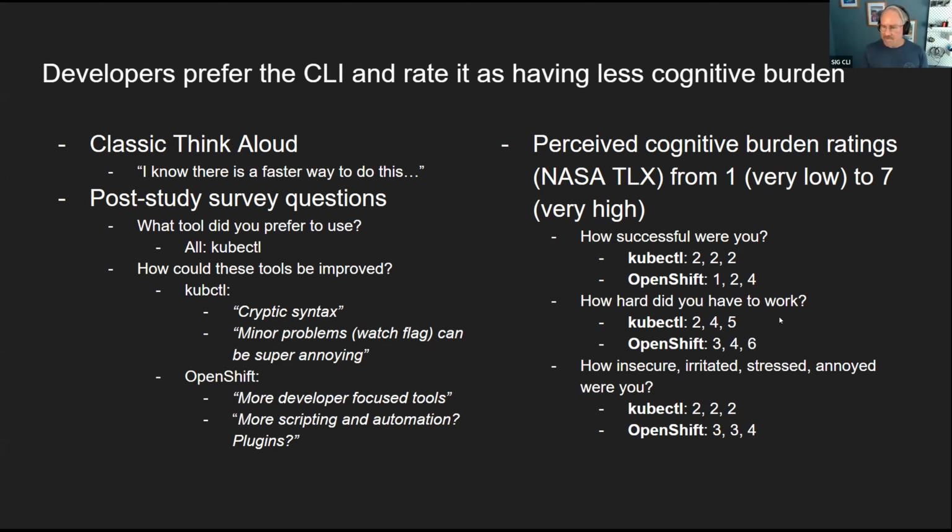You mentioned when we were talking about watch a second ago that a bunch of the participants were experienced kubectl users, so you expected they would know about watch. What was their pre-existing level of familiarity with OpenShift, like the OC console? Were they familiar with both of these tools to the same extent before they performed the task?